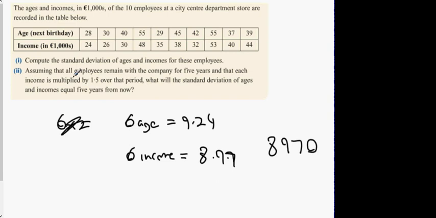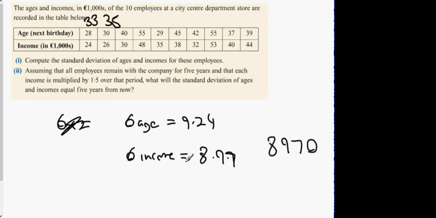Okay. Now, assuming that all employees remain within the company for 5 years and that each income is multiplied by 1.5 over that period, what will be the standard deviations and the incomes of 5 years from now? I told you this already, okay? Standard deviation is the measure of the gap between each one. If we add on 5 years to each one, the gap between them is still going to be the same. Like, right now this guy's 28, he's going to be 33, the other guy's going to be 35. They're still 2 years apart. The gap or the deviation remains the same.